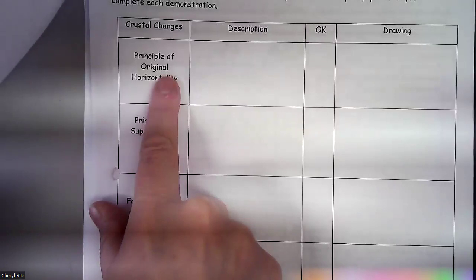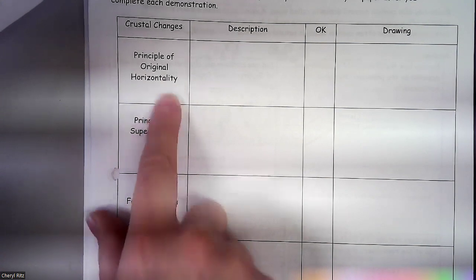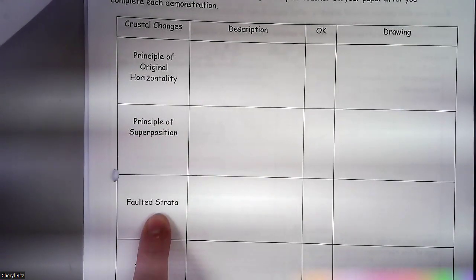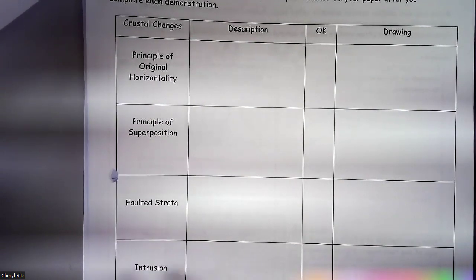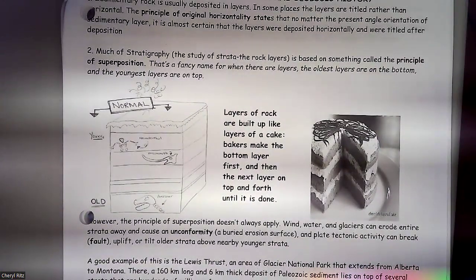So you're going to be looking in the reading for a description of the principle of original horizontality, a description of the principle of superposition, a description of faulted strata, intrusion, and extrusion. But because I know that sometimes you don't actually read the reading and just look for the words, I'm going to go ahead and read it, but you're welcome to highlight or underline those descriptions as I'm going along.